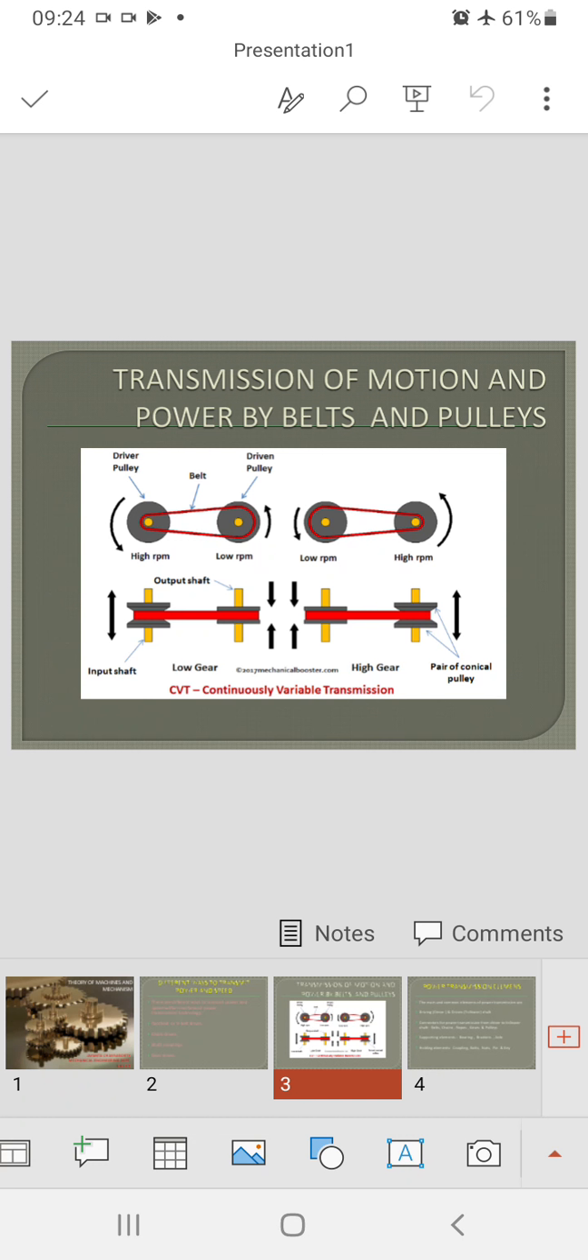Here, there are two types of pulleys. One is the driver and the other one is the follower. The belt is connected to transmit the power from the driver pulley to the follower pulley.